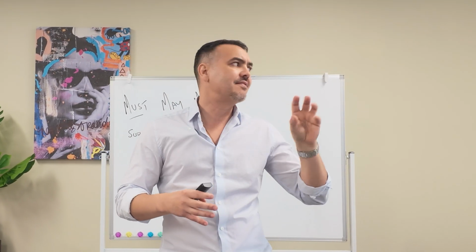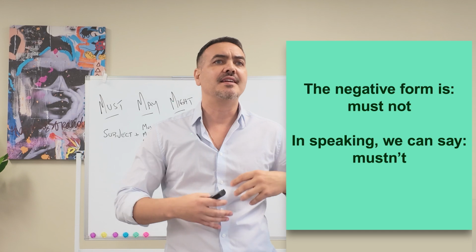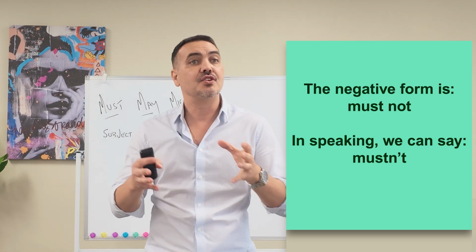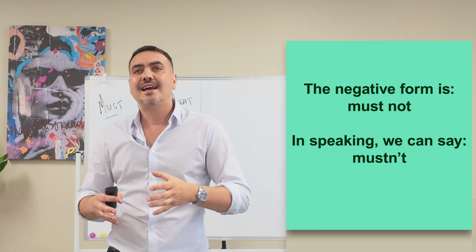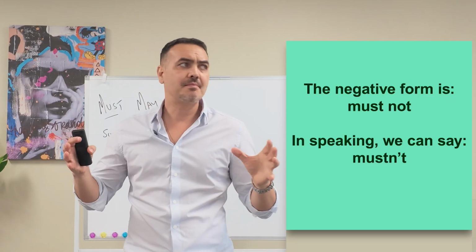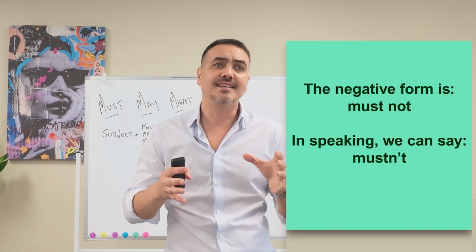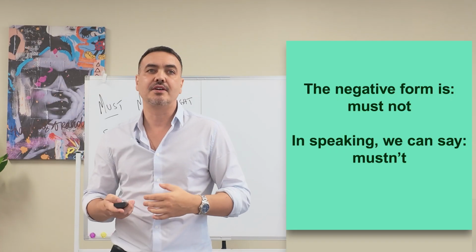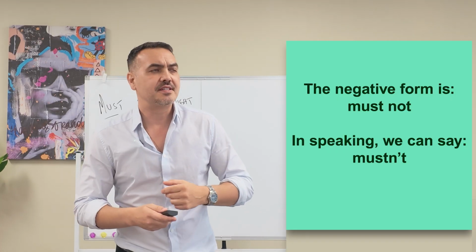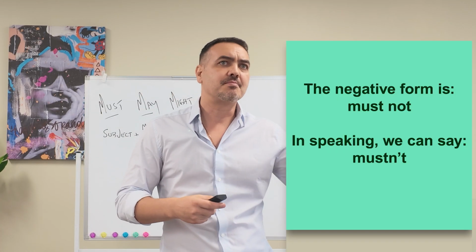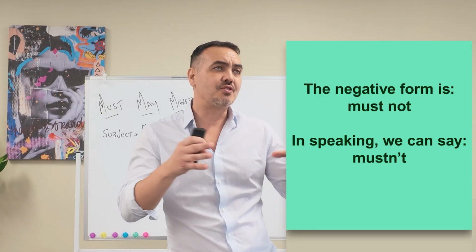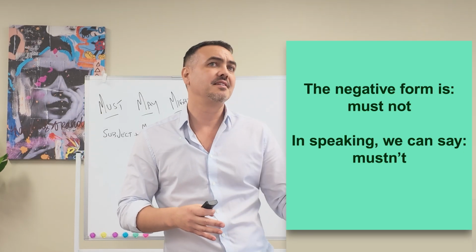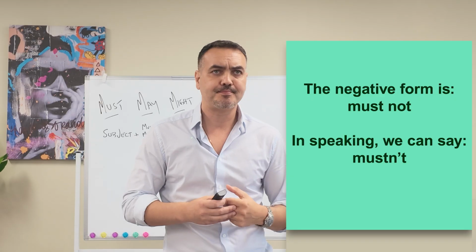If we want to make a negative sentence with must, the negative form is must not. And it's not too common, but sometimes you'll see this contracted into mustn't. But really, we don't see that very often. You could say, you must not smoke here. And in a contracted form, that would be, you mustn't smoke here.